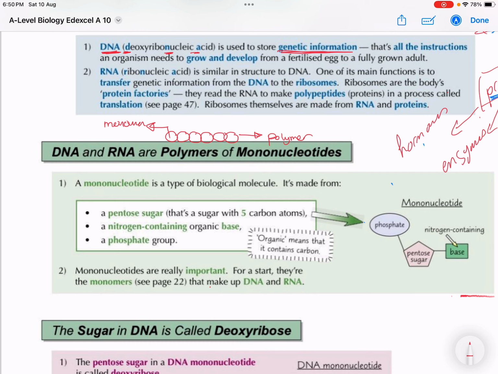So the monomer here in the structure of the DNA and the RNA, guys, is called mononucleotide. So this mononucleotide is my monomer here. One mononucleotide is made up of 3 basic structures: phosphate group, pentose sugar, pentose means 5, so that's a sugar that contains 5 carbon atoms, and the nitrogenous base, which obviously means it contains nitrogen as a main constituent. So mononucleotides are the monomers for both DNA and RNA.